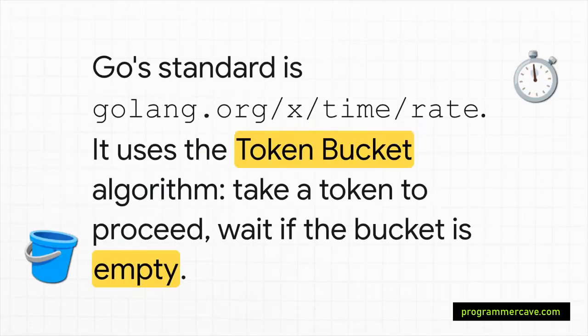Now, you won't find a rate limiter in Go's core standard library, but the community has a clear favorite, the golang.org/x/time/rate package. It uses a really cool and easy-to-understand algorithm called the token bucket. Just picture a bucket. Tokens are dropped into it at a steady pace. To do anything, you have to grab a token first. If the bucket's empty, you gotta wait.